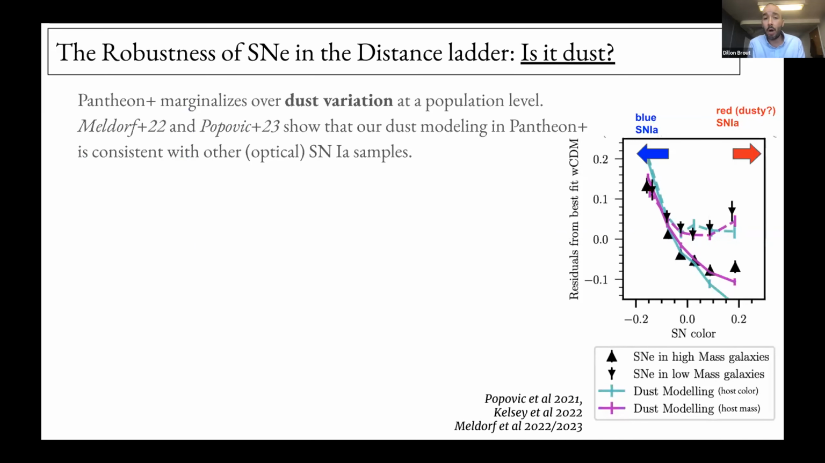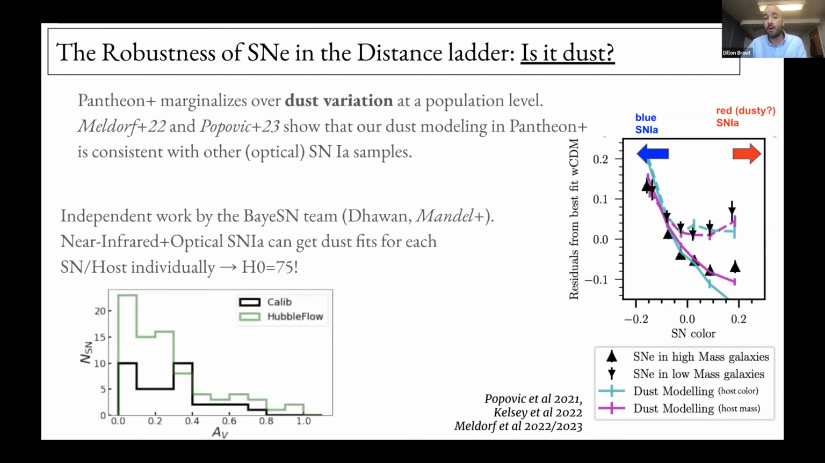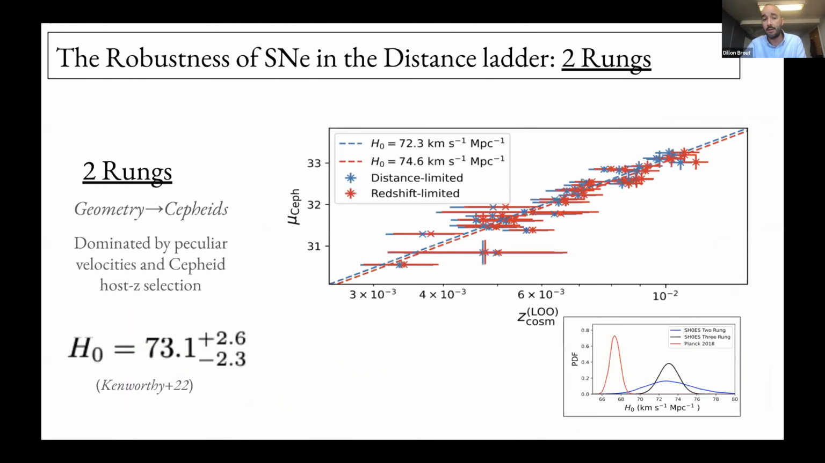In Pantheon+, we marginalize over the potential for dust in the supernova sample at the population level. There have been 2 papers that have come out recently, Cole-Meldorf and Brout-Popovic, that have done this population modeling again and have shown that with different independent samples, this population modeling is in agreement. And then there is also a Dhawan and Mandel paper by a separate team that has done actual individual dust measurements for all of the supernovae and gets a high value of H0. So we don't think it's dust.